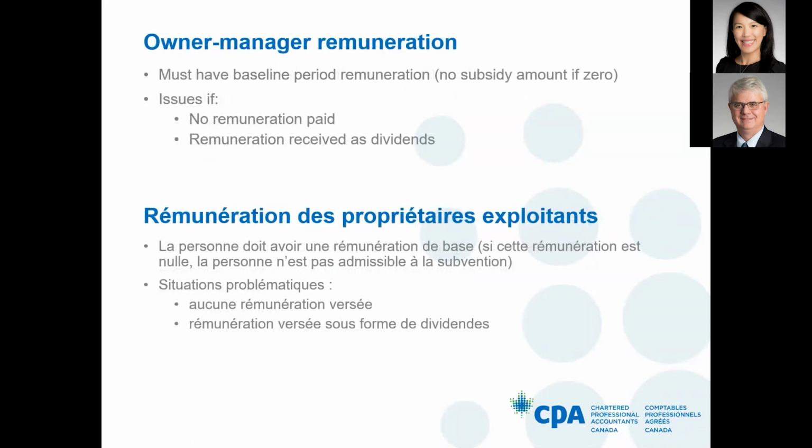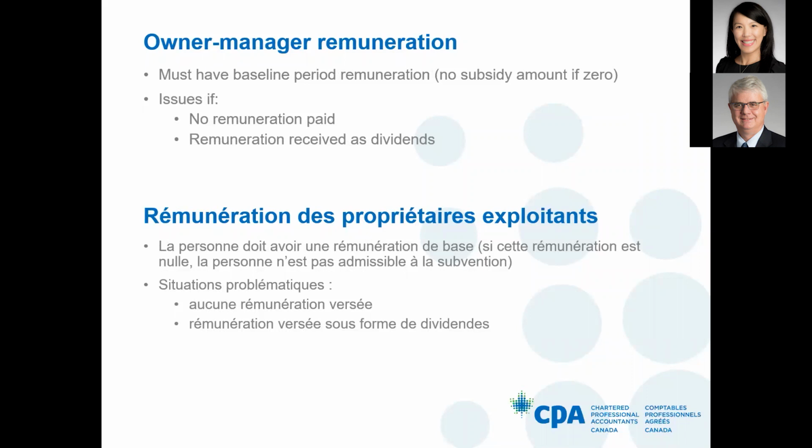Now, Vivian mentioned that there were concerns with owner-manager remuneration, and there are a few issues here. Vivian mentioned specifically the requirement to be employed, but there are also concerns about how remuneration is paid, both in terms of the baseline period, because that's part of the calculation, and the remuneration during the actual benefit period as well. One might be, is the owner-manager receiving remuneration at all? Or has the owner-manager been receiving remuneration as dividends? Both of those have been concerns.